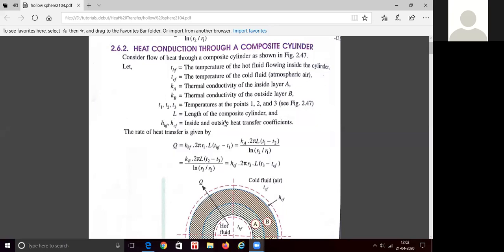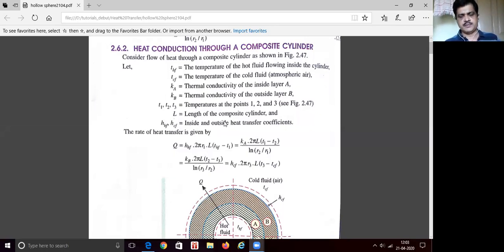Good afternoon, everybody. Today, as a continuation of heat conduction through a composite cylinder. What we studied in the last class: what is the equation for heat flow through a cylinder in the radial direction?